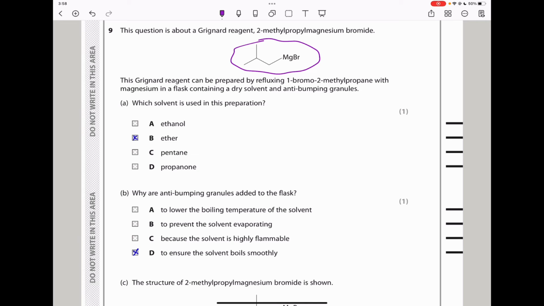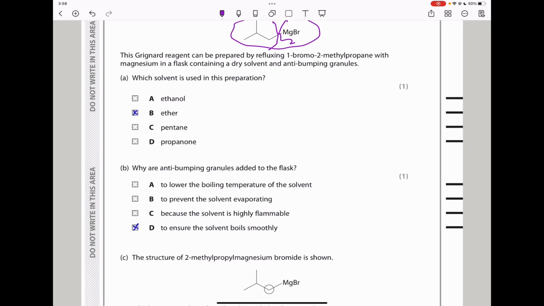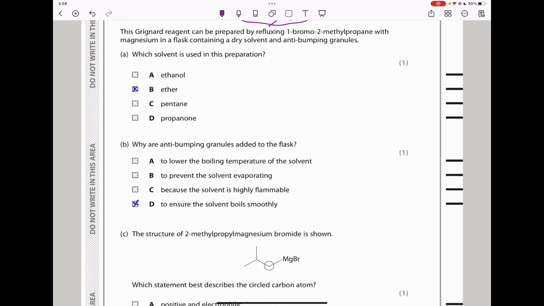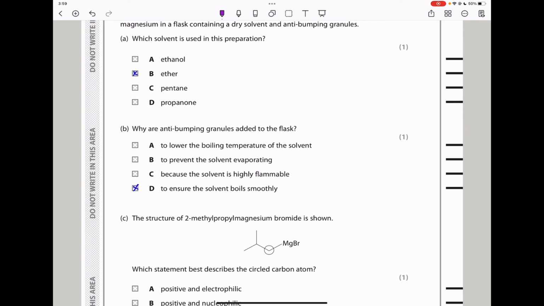It's going to break this bond. It will take away that, and that leads to the formation of that, which is going to be completely different. It will lead to the formation of an alkane, which was not required. So for the next part, they ask, why are anti-bumping granules added to the flask? We add anti-bumping granules so that the boiling is going to be smooth. No matter what, if it's liquids or if it's liquid and there is a solid, the addition of the anti-bumping granules is to promote smooth boiling so that things do not spill over. So the answer here should be a D.